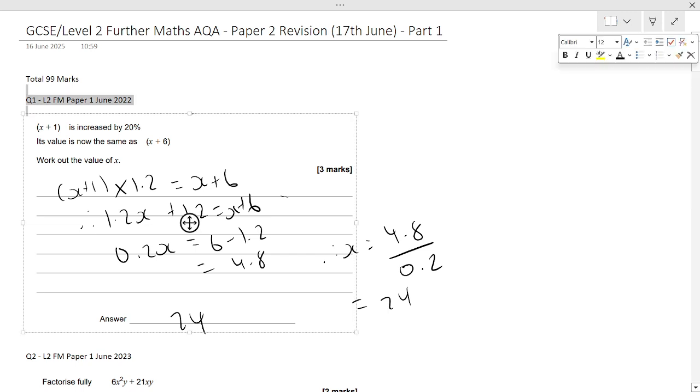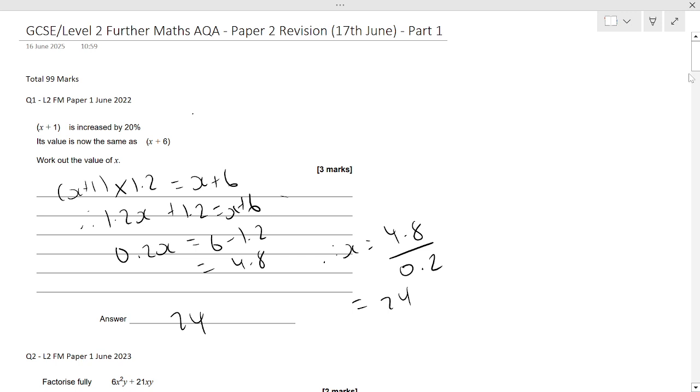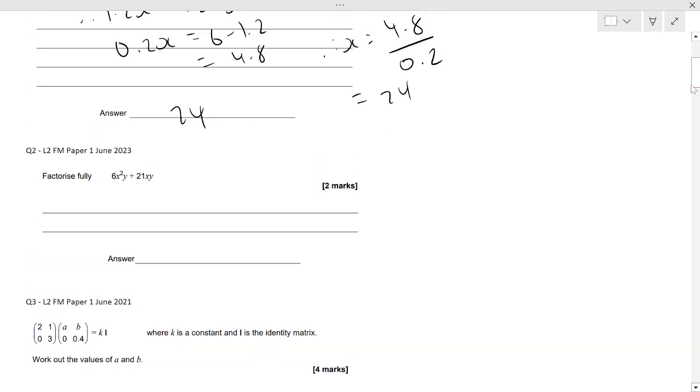Okay, question 2. It says to factorize fully. Well, first of all, I notice I have an x and y common to both. So I can factorize an x and y to say this will be 6x, because we have another x here, plus 21. But can we factorize further? Well, we're going to have to look at the coefficients, the numbers.